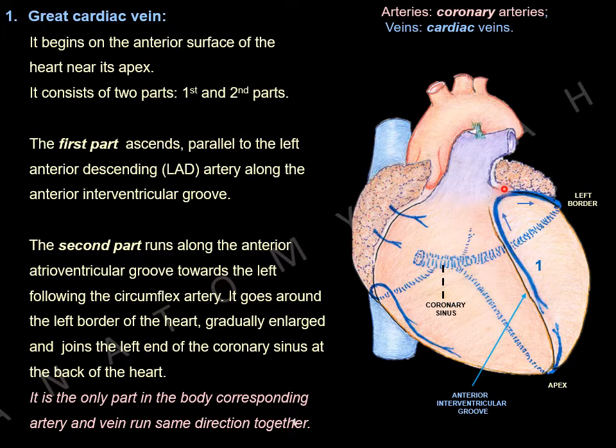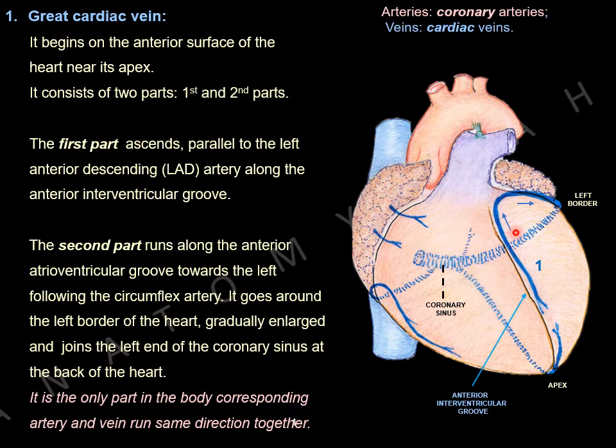After this, it turns to the left up to the left border of the heart. That is the second part. It turns posteriorly and runs along the posterior atrioventricular groove, becomes wider and joins with the coronary sinus. First part of the great cardiac vein is together with the left anterior descending artery. Second part of the great cardiac vein is together with the circumflex artery.